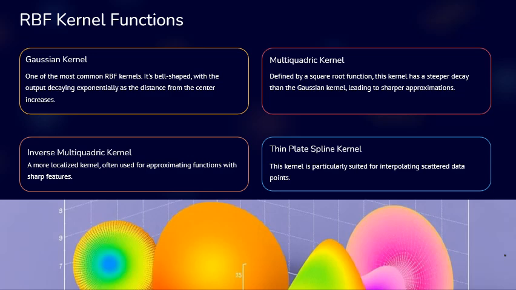Next function is the inverse multiquadric kernel, a more localized kernel, often used for approximating functions with sharp features. And the last function is the thin plate spline kernel. This kernel is particularly suited for interpolating scattered data points.